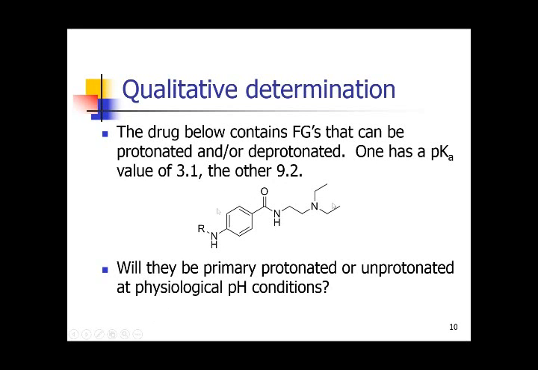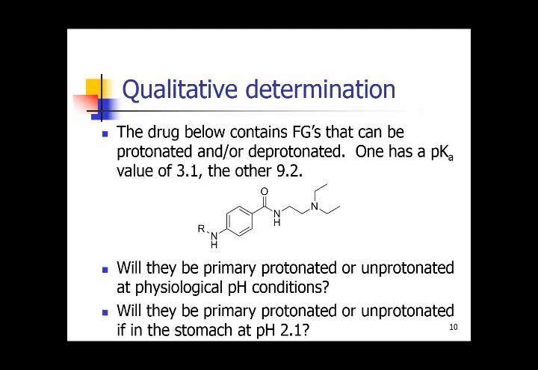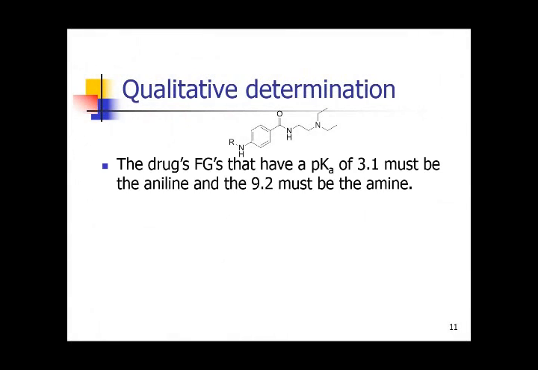So will these two functional groups be more protonated or unprotonated in physiological pH? How about in the stomach? So let's go straight to doing quantitative and qualitative. Well, let's look at this. So at pH 3.1, and the aniline must be that one there, have the pK of 3.1. This tertiary amine must have the pK of 9.2.